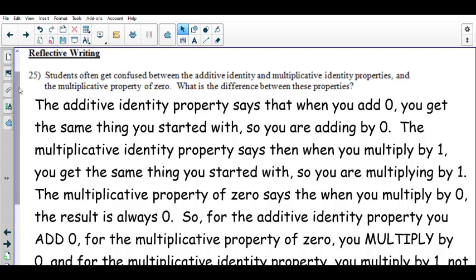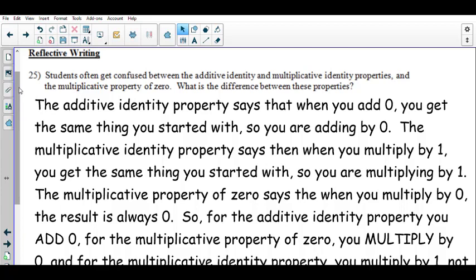So what I did was I started by just summarizing each property. So the additive identity property says that when you add 0, you get the same thing that you started with. So you're adding by 0 in this case. The multiplicative identity property says that when you multiply by 1, you get the same thing you started with. Again, you get the same thing you started with, but you're multiplying by 1, not 0. So you're multiplying by 1 in this case. Now, multiplicative property of 0, and keep in mind that word multiplicative, it's a really big word. It just really means multiplication. But the multiplicative property of 0 says that when you multiply by 0, the result is always 0.